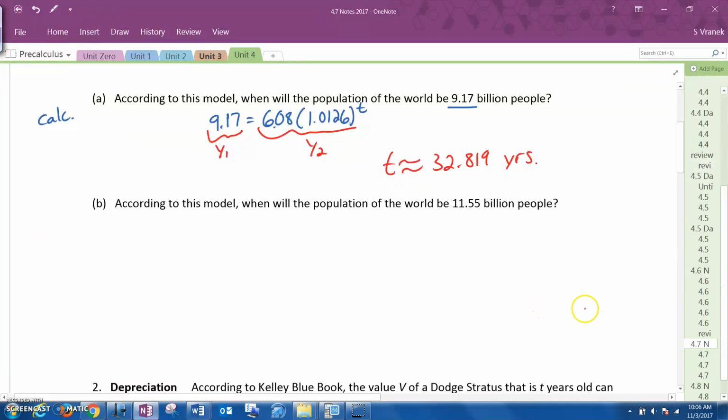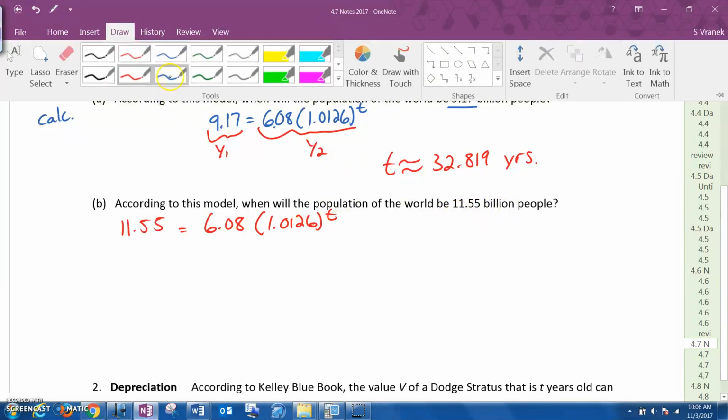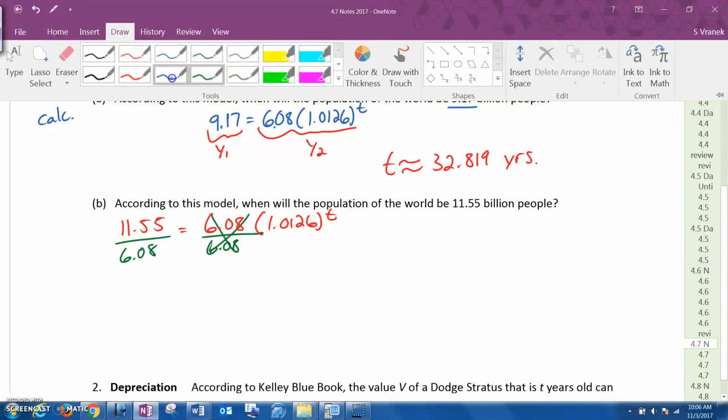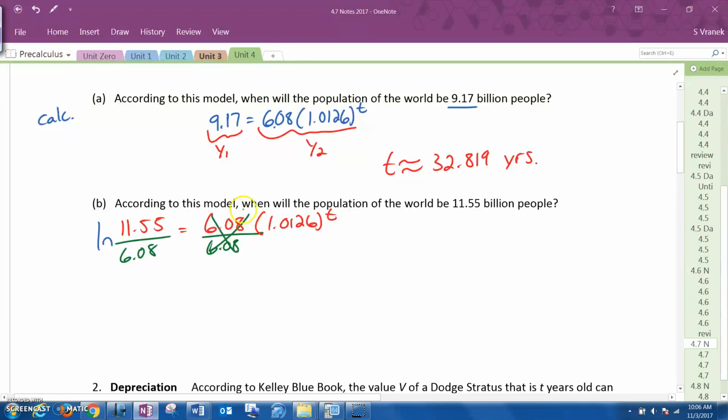Now, to do it without the calculator, to use algebra, we'll still have to use the calculator to get a number. You set it up the same way, except this time we're doing 11.55 equals 6.08 times 1.0126 to the t. I don't like rounding, so it's more exact, but you can if you want. To solve algebraically, we need to bring the t down. To bring the t down, we have to divide by the 6.08 first to get it out of there. So that's gone. And then I'm going to natural log both sides, because to bring the t down, you have to natural log both sides.